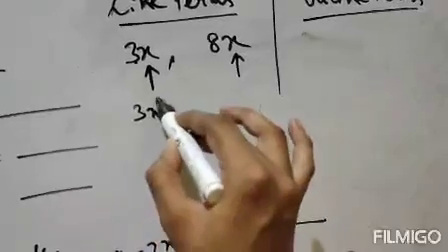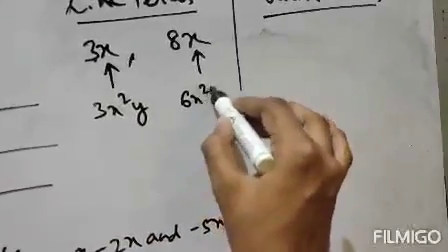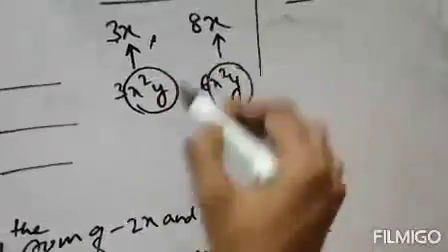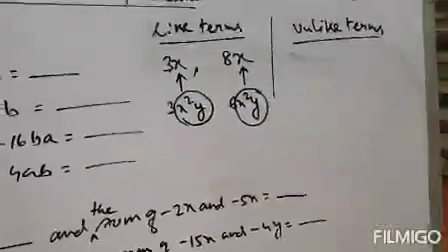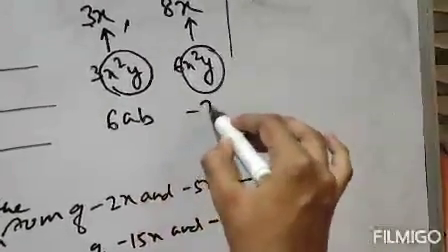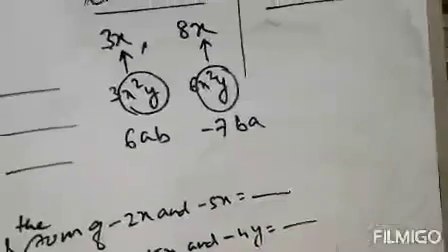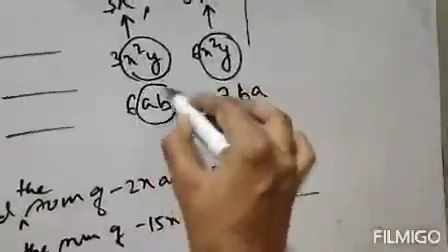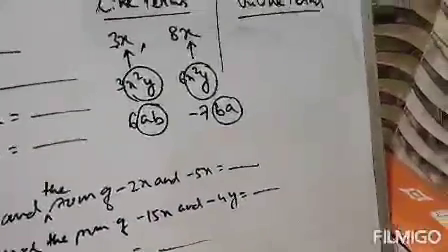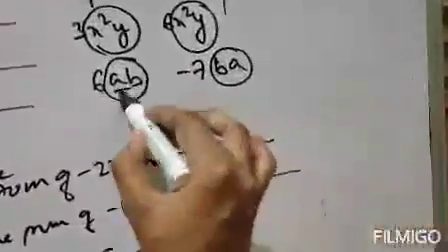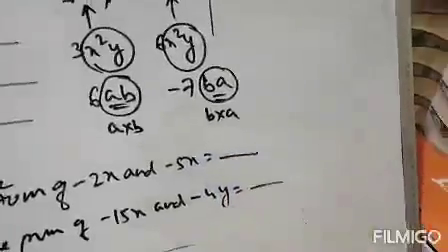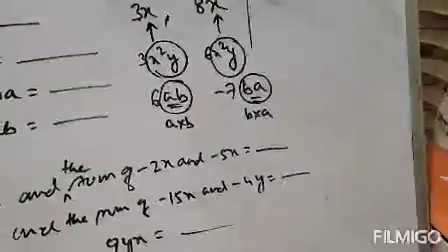Consequently, suppose 3x square y and 6x square y. Here the coefficient of 3 is x square y, the coefficient of 6 is x square y. That means the coefficients are the same, so they are like terms. Suppose one is 6ab and another one is minus 7ba. Here also the coefficient of 6 is ab and the coefficient of minus 7 is ba. Both coefficients are the same, because ab means a into b and ba means b into a. So both are the same. That means they are like terms.